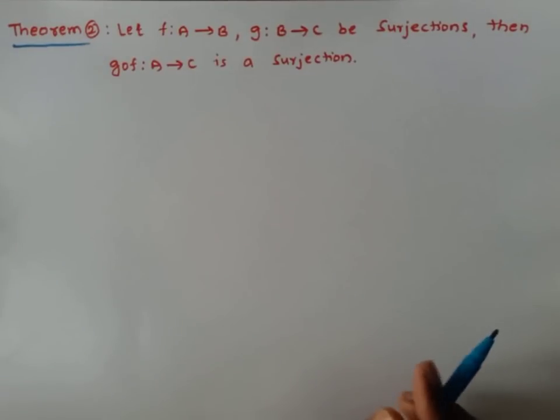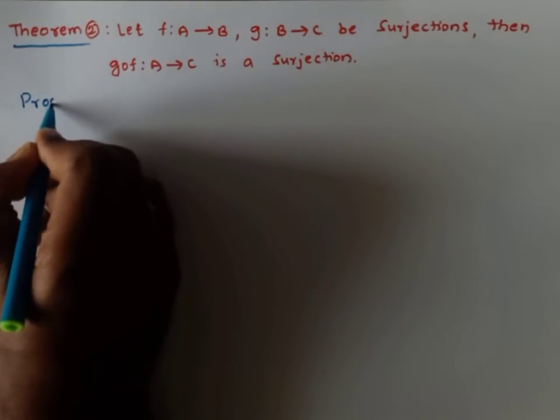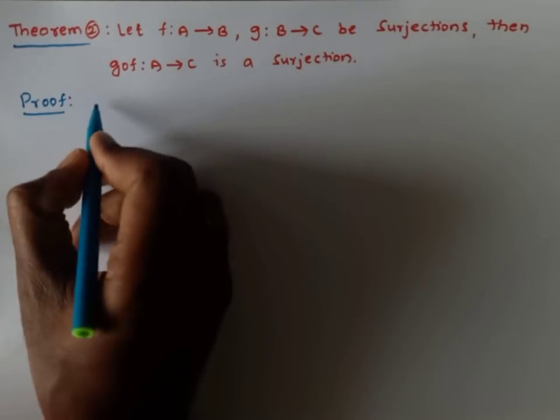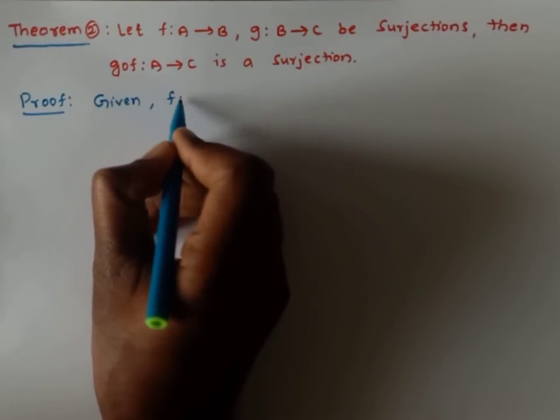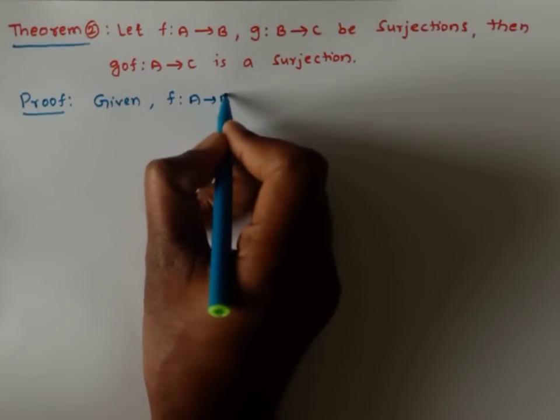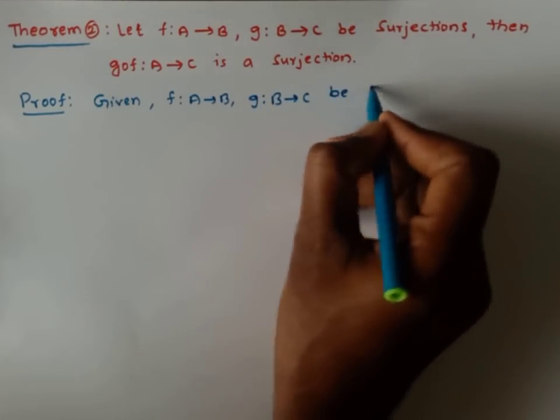So you know the definition of a surjection. Here, what is given from the hypothesis: f from A to B and g from B to C are surjections.